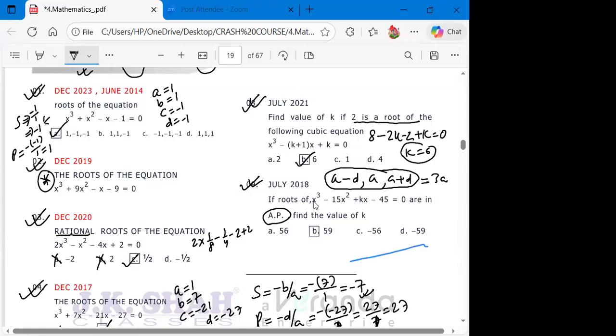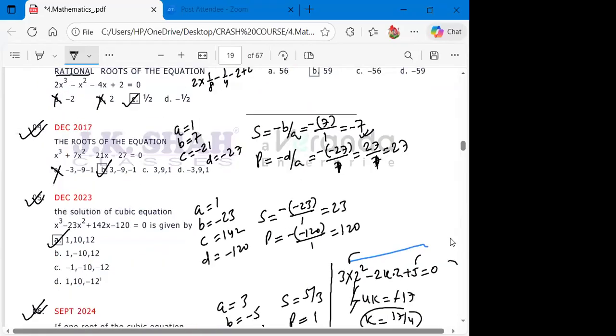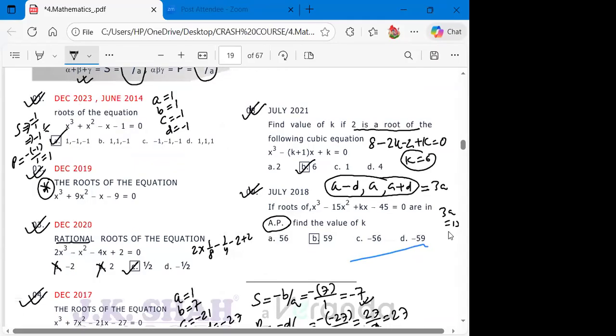Now tell me, in this case, A is how much? 1. Now I'm not writing. B is how much? Minus 15. So the sum should be minus 15 by 1, the sum should be 15. It means 3A should be 15. And if 3A is 15, can I say A should be 5?